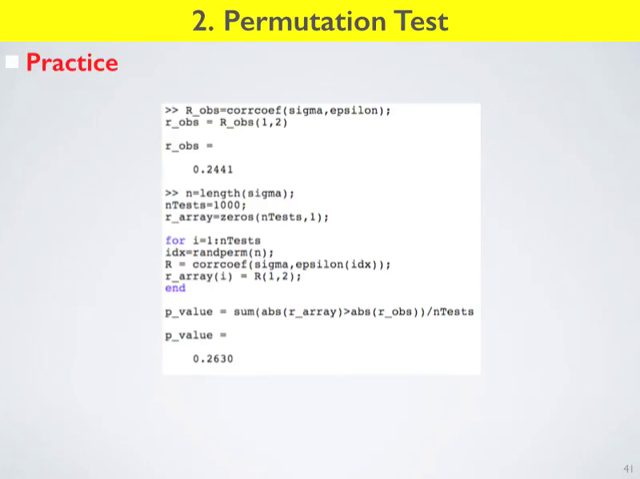Now let's do the permutation test. This is a little more involved. First of all, we compute how many elements in our vectors we have. So n is just the length of the sigma vector, or equivalently the length of the epsilon vector. And we say we want to produce 1,000 different tests. Okay, so we're going to do 1,000 empirical permutation tests. We're then going to pre-allocate an array to hold the values of all those tests. So our R underscore array starts life as an array of zeros with 1,000 elements. So it's a 1,000 by 1 column vector.